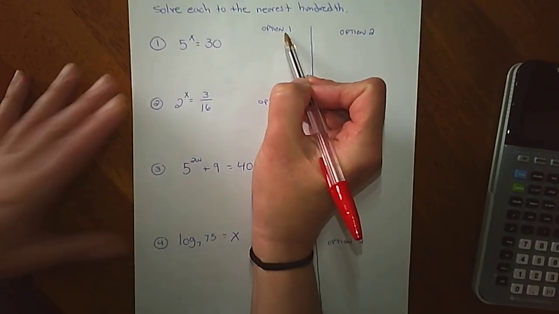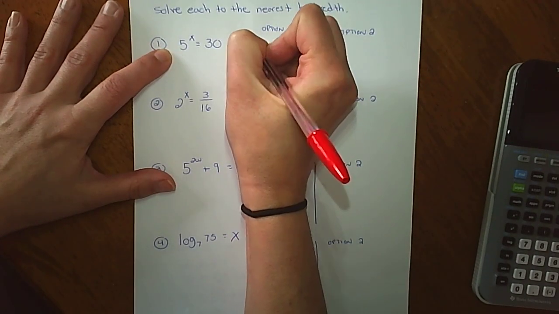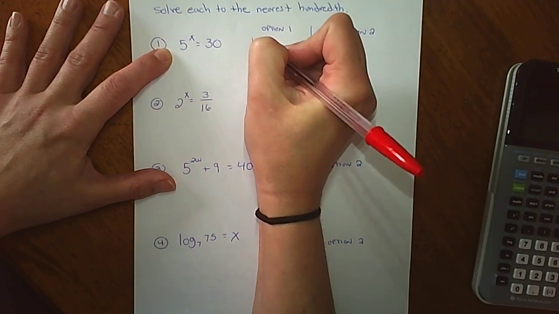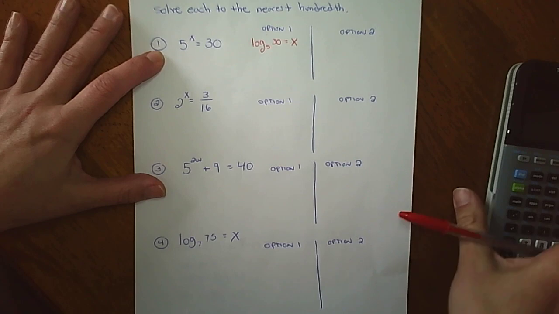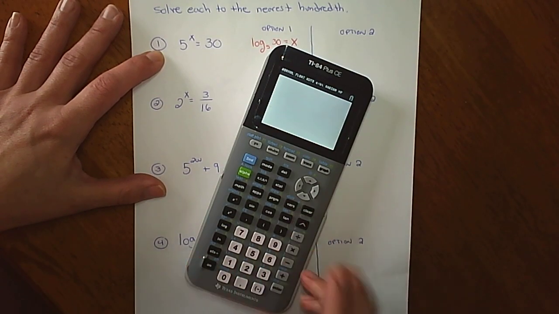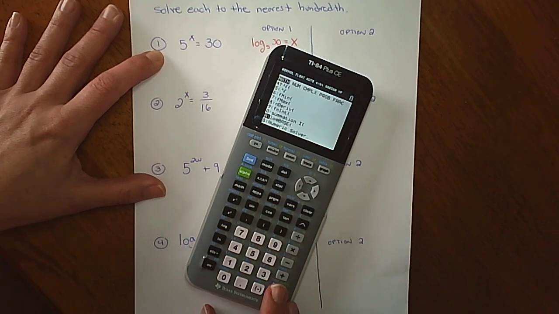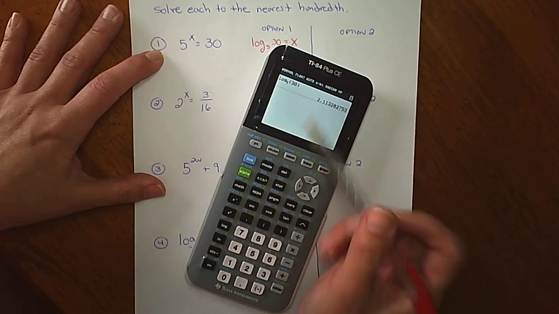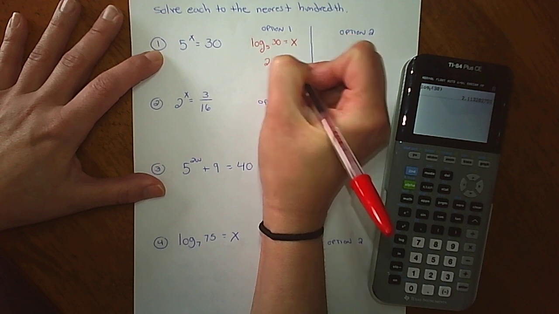Okay, option 1. One way of doing this is to just write it using log. So it's log base 5 of 30 equals x. That's it. Then I will go to my calculator. Turn it on. Now, to do that log, you're going to hit math and go up twice so it says log base. Hit enter. Type in 5 and then type in 30. And I want nearest 100th, so it's 2 decimal places. So that's 2.11 equals x.